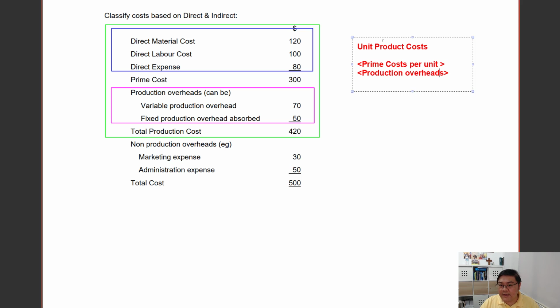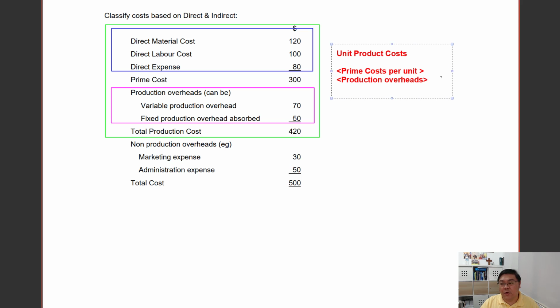But with overheads, you're going to have a problem because overheads are never expressed per unit. So there will always be this question: how do you get to the cost per unit? Now we're going to see that shortly. This side of it will give us the production cost, but there will still be a non-production cost.